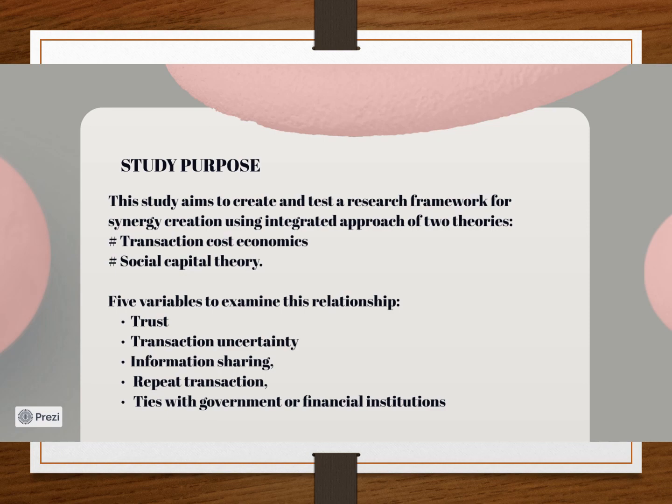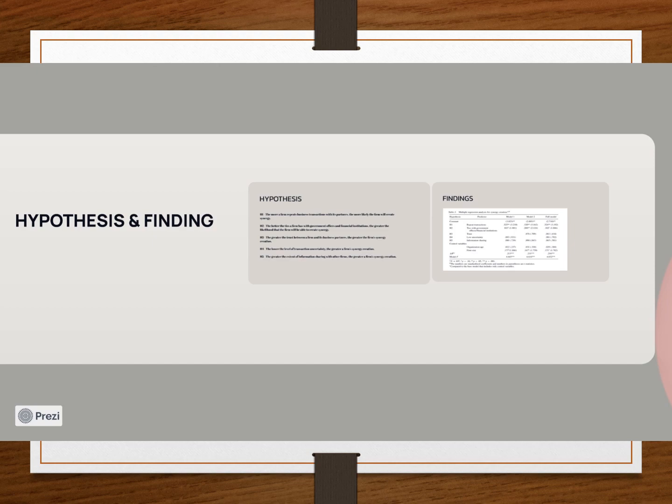But before that, based on previous studies, an integrated approach of these two theories is more balanced for studying intra-organizational relationships. To examine the relation between this integrated approach and synergy creation, 5 variables are used, including trust, transaction uncertainty, information sharing, repeat transaction, and ties with the government or financial institutions, as mentioned in the above study. So now my colleague Sadaf will take over for the forthcoming presentation. Thank you.